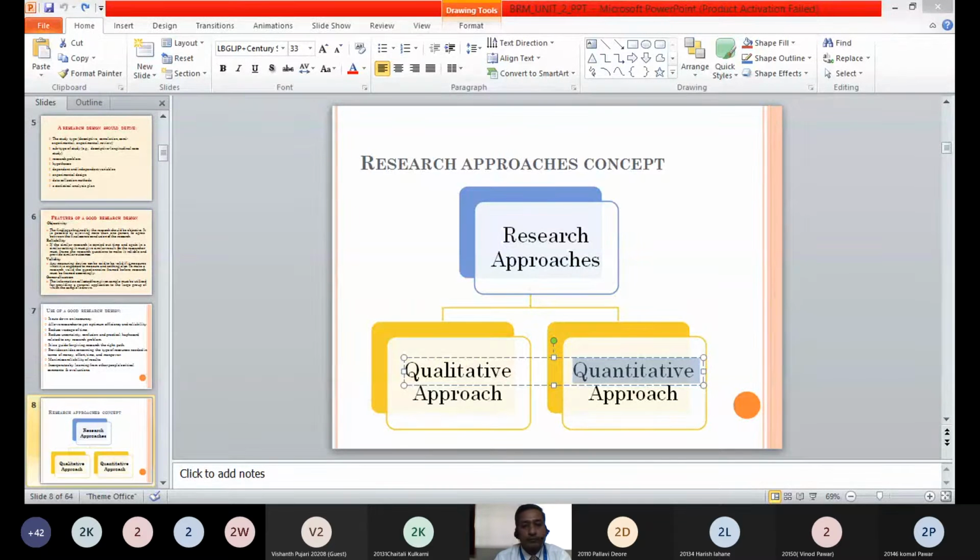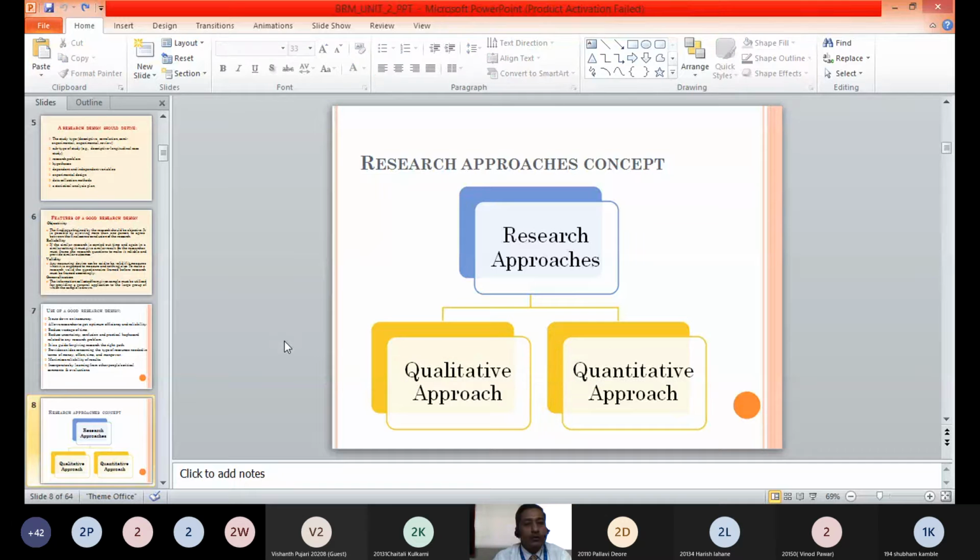Vinod? Sir, qualitative approach means the quality of any research or product. In terms of quality. Correct. And who will tell me quantitative? It is the collection of numericals, numbers. Very right, Shubham and Vinod. Yes, sir.